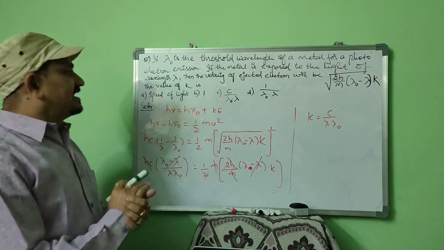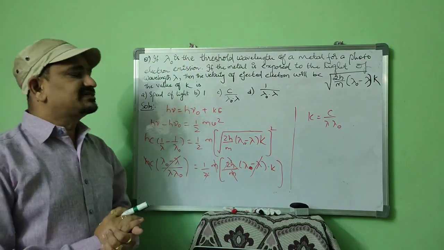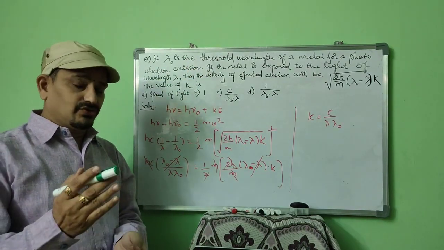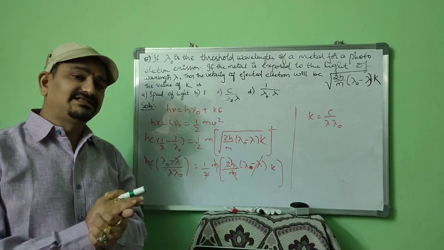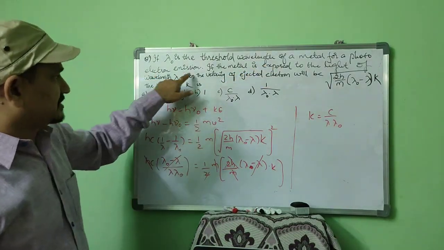Okay, this is our next question. If lambda naught is the threshold wavelength of a metal, you know what is meant by threshold wavelength: the minimum wavelength required for the ejection of an electron, right? For a photoelectron emission, okay?